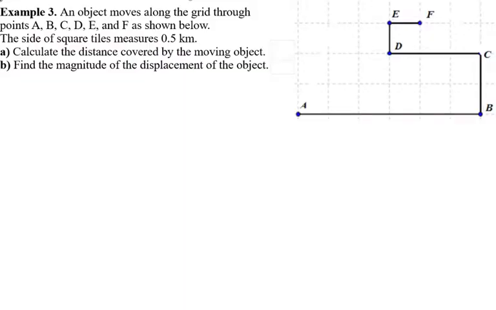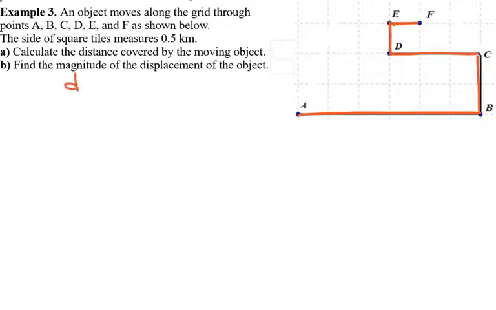Here's another example of distance and displacement. So if you calculate the distance traveled, which is 6 plus 2, 8, plus 3, 11, plus 1, 12, and plus 1, 13.